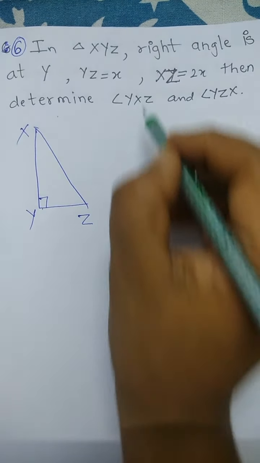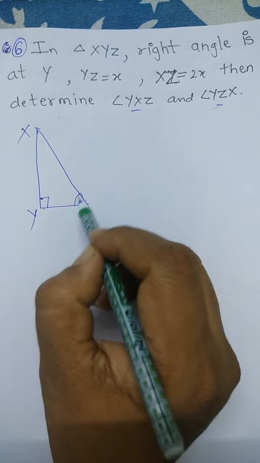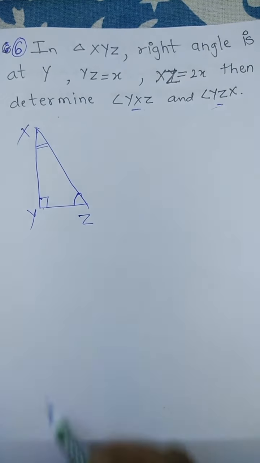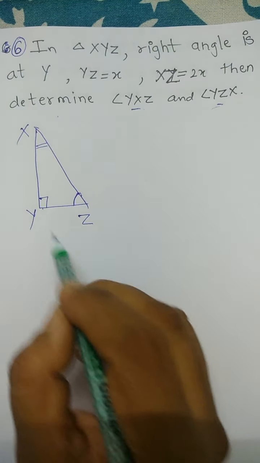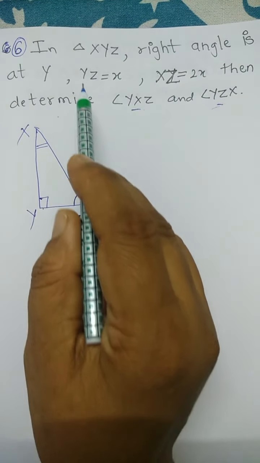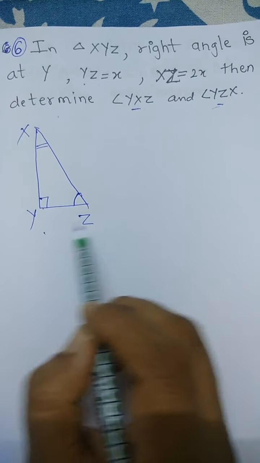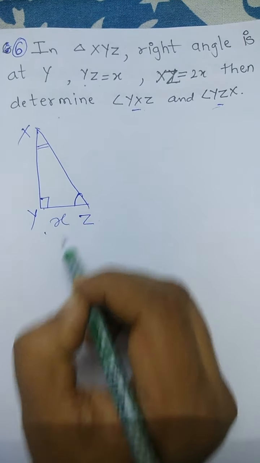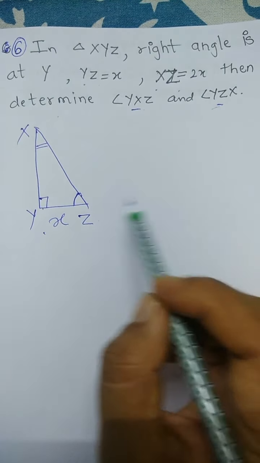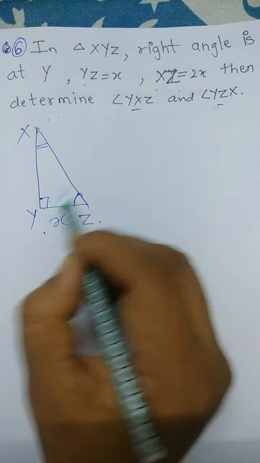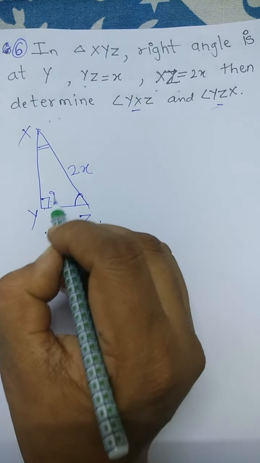Then we have to find the value of angle X and angle Z. Angle Z is here and here is angle X. Let us find the value of angle X and Z. What are the values given for the sides? YZ is x. YZ, this value is given as x. And XZ, opposite to 90 degrees, is the hypotenuse. Its value is given as 2x.